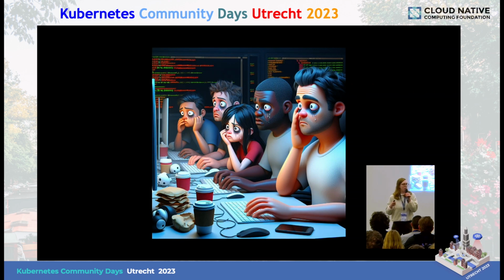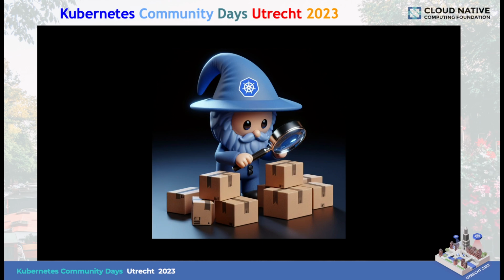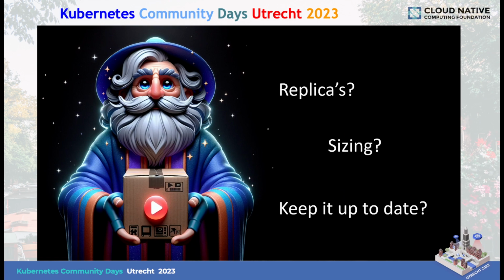So there comes a wizard called Kubernetes, and he's going to check all your boxes for you and see if they're working well, because he can see everything. So you ask this wizard, can you create replicas of the box that I already have? Can you give it a size, maybe give one replica more space than the other? Can you keep it up to date for me? And the wizard will help you with that.